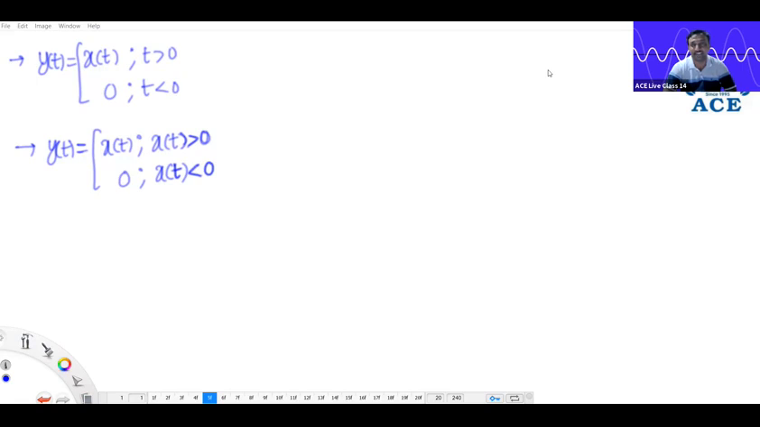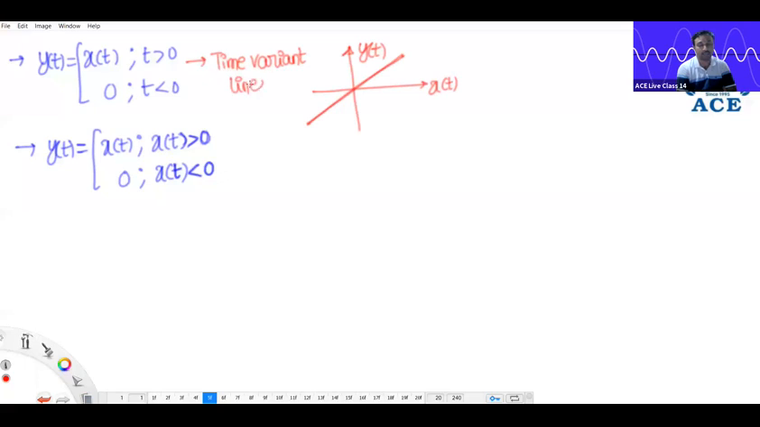Not a single fellow has given the correct answer. Funny fellows. Output is not only depending on input, an external function of time means time variant. Linearity means we don't bother about time. So what is the output versus input graph? y(t) equals x(t) means a direct straight line, linear. First system: linear, time variant.